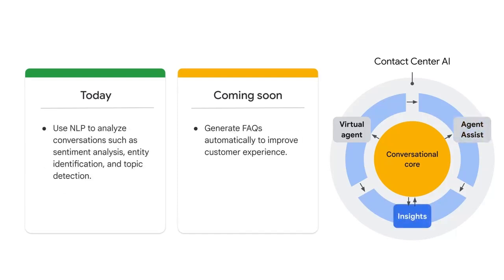Contact Center AI Insights currently use natural language processing to analyze conversations, such as sentiment analysis, entity identification, and topic detection. These insights can be used to improve the performance of virtual and live agents. They can also be used to create training materials for agents and to identify areas where customer service can be improved. Soon, Insights will generate FAQs automatically to improve customer experience with generative AI capabilities.